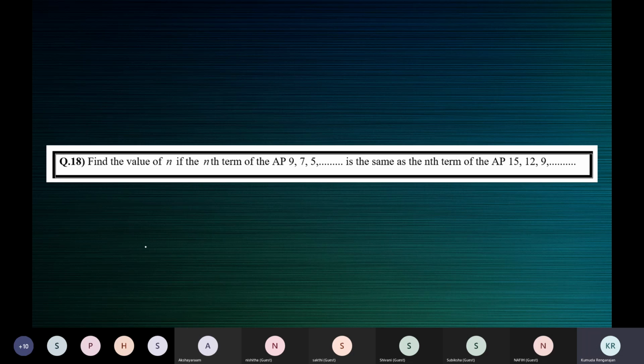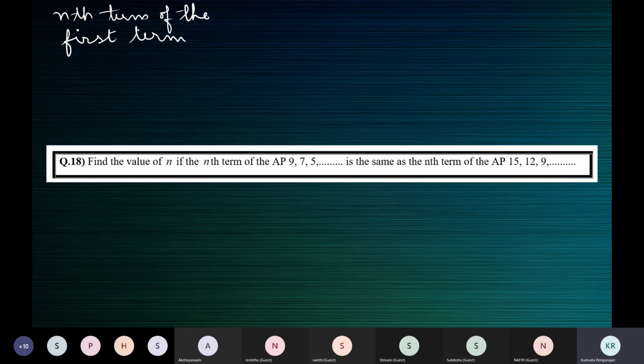The nth term of the two APs are the same. Tell me the nth term of the first AP, children. Nine. Ma'am, n is equal to 7, ma'am. Yeah, right. You're right, Shakti.